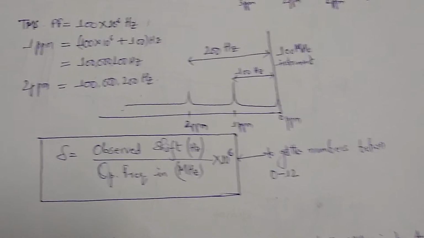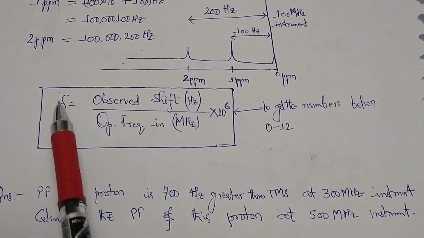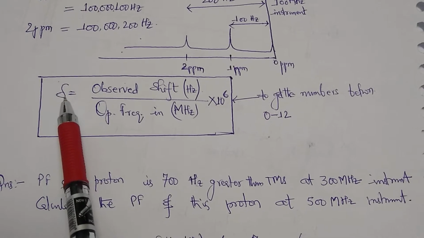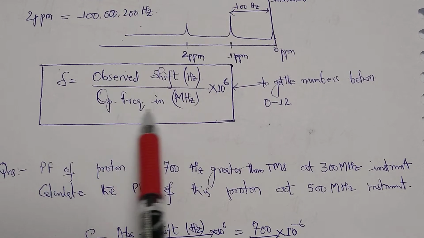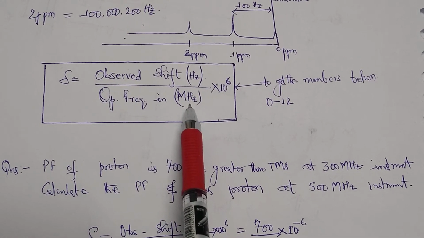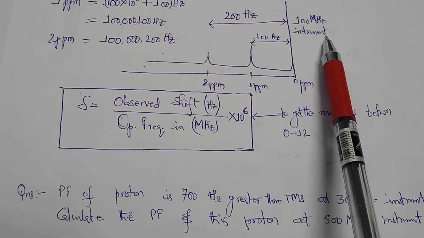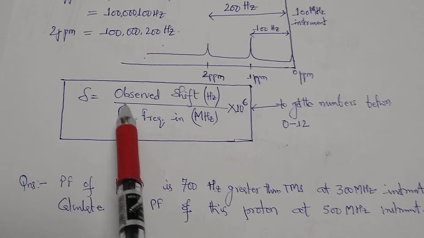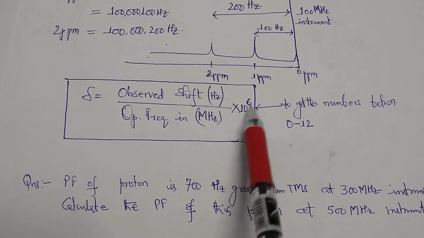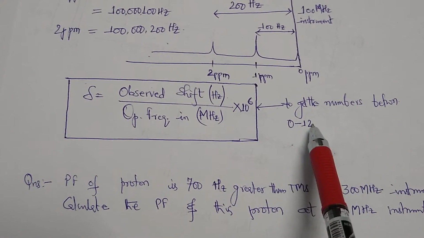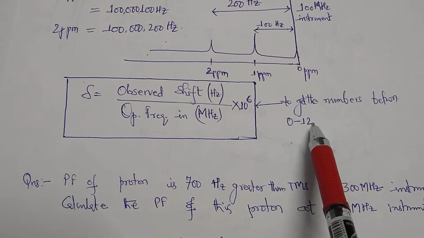So for that, the chemical shift can be calculated using this formula: delta, the chemical shift, is equal to the observed shift in Hertz divided by the operating frequency in megahertz. As we have discussed above, the operating frequency will be in megahertz. So we multiply the observed shift in Hertz divided by the operating frequency in megahertz with 10 to the power 6 to get numbers between 0 to 12. That is written in the form of parts per million, that is ppm.